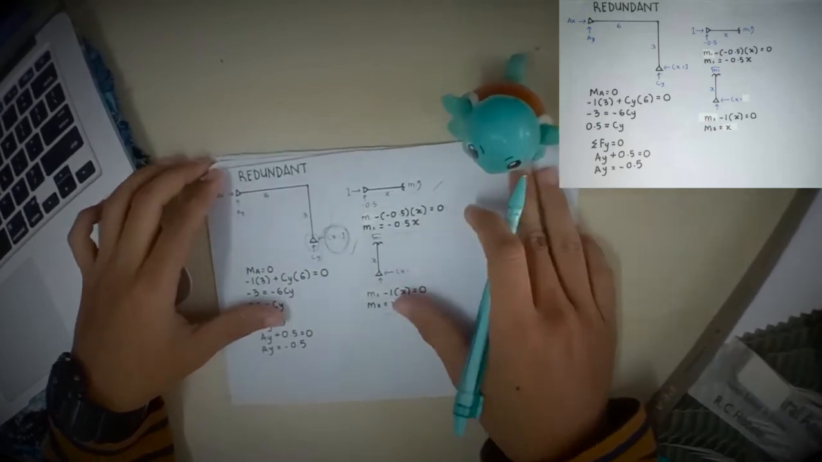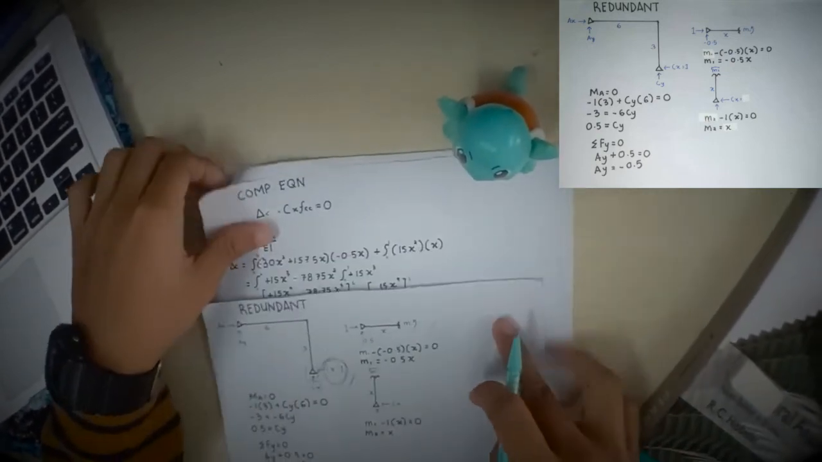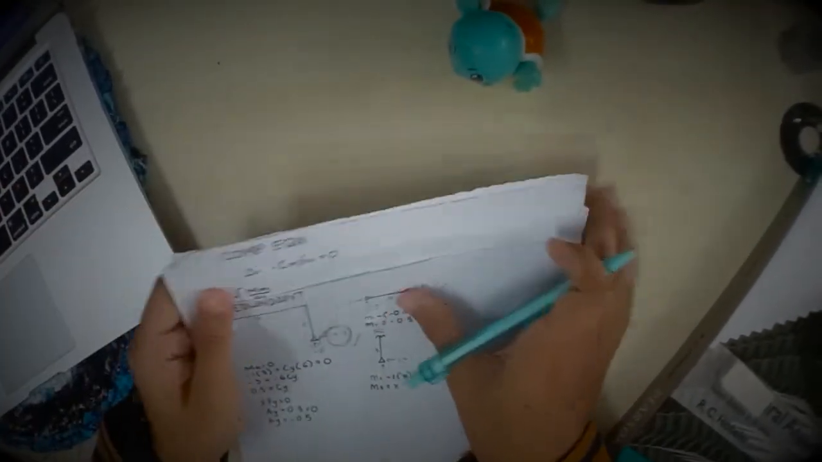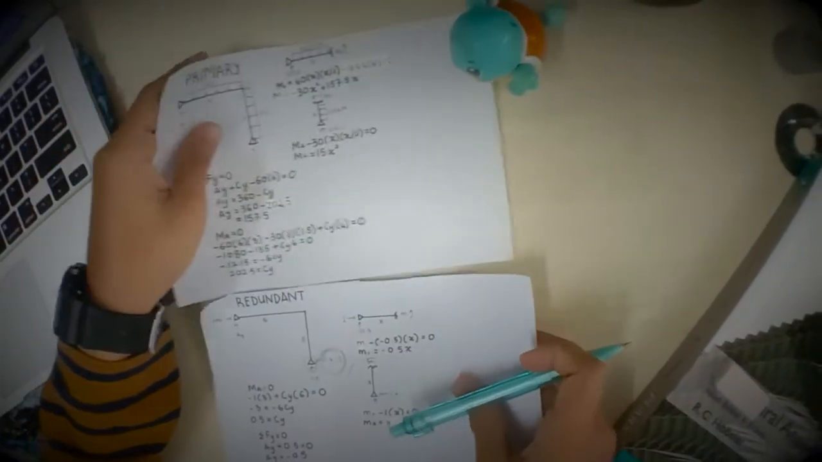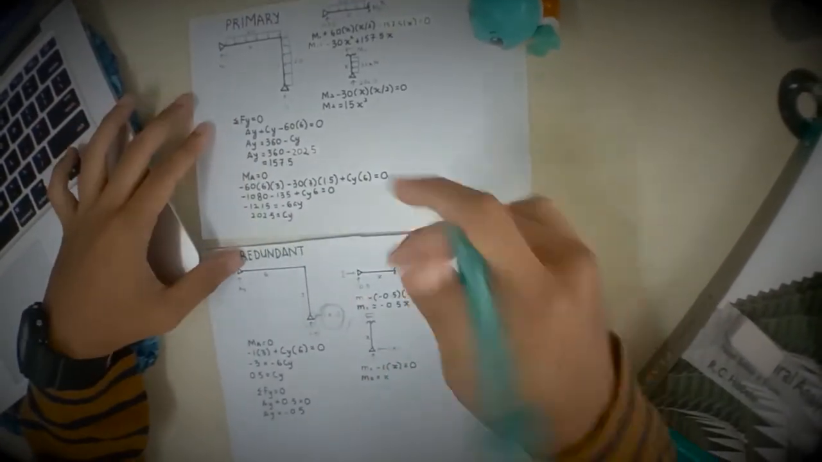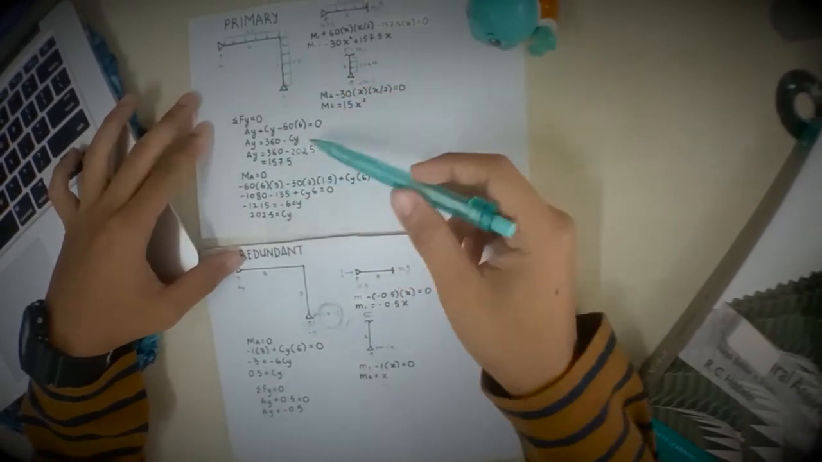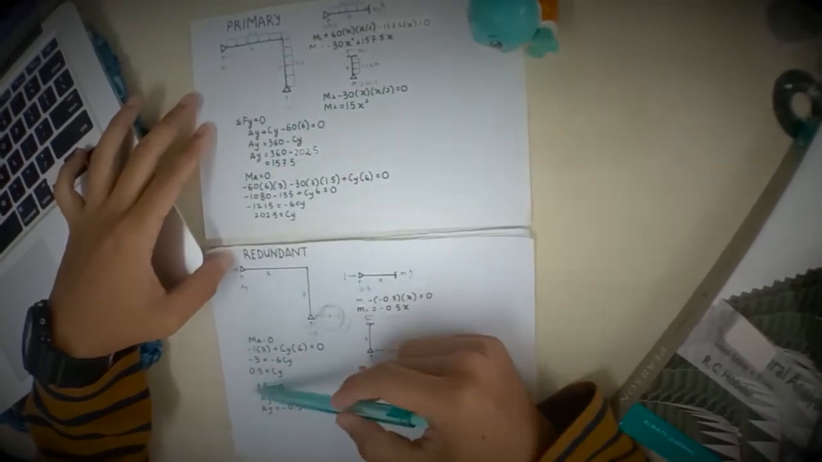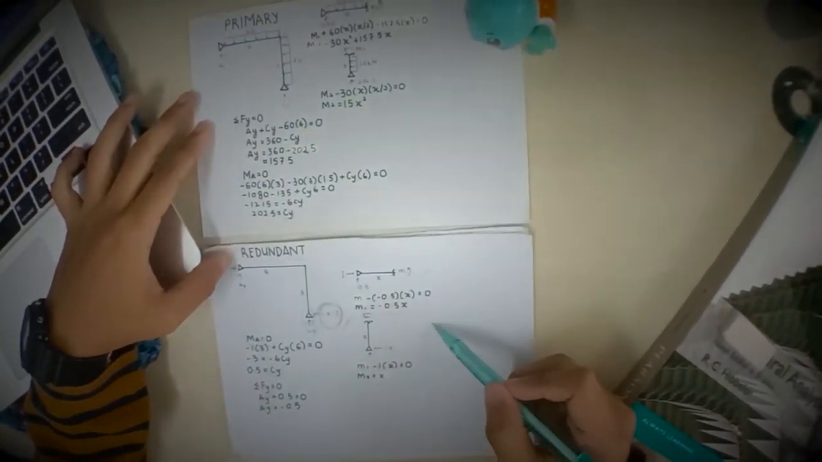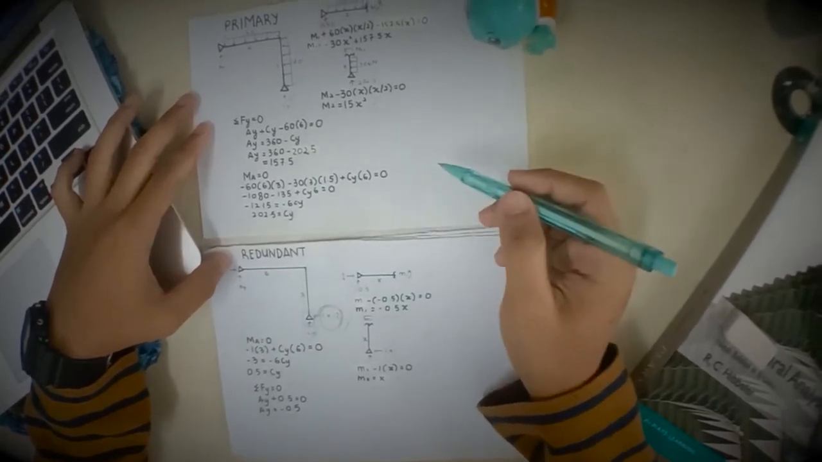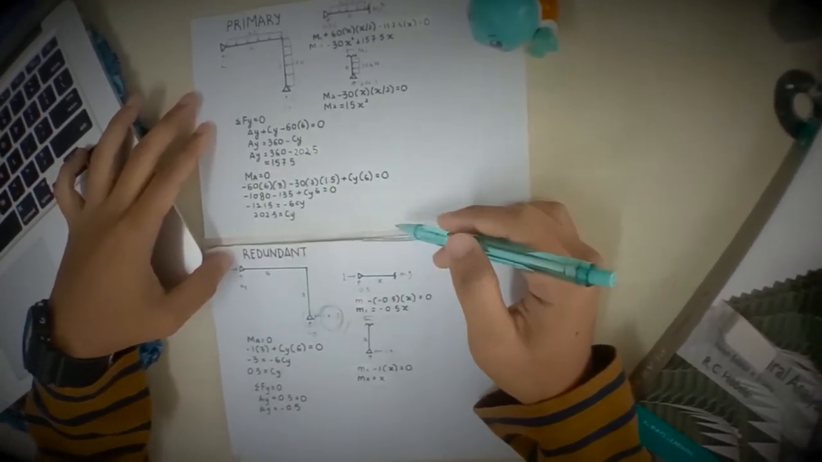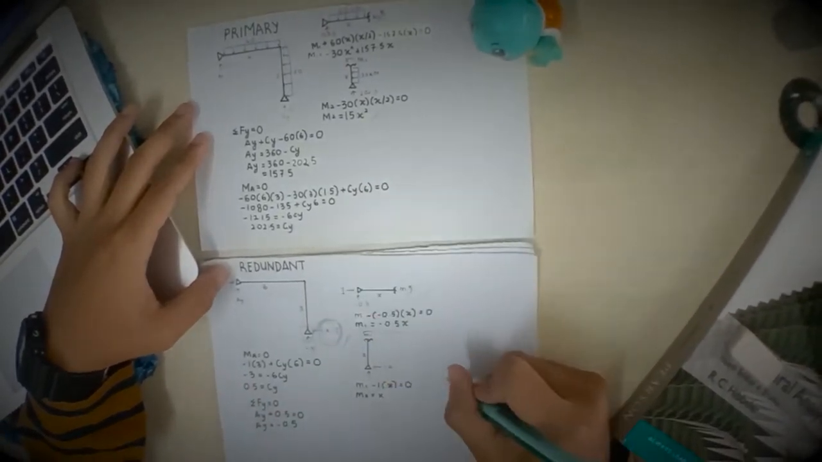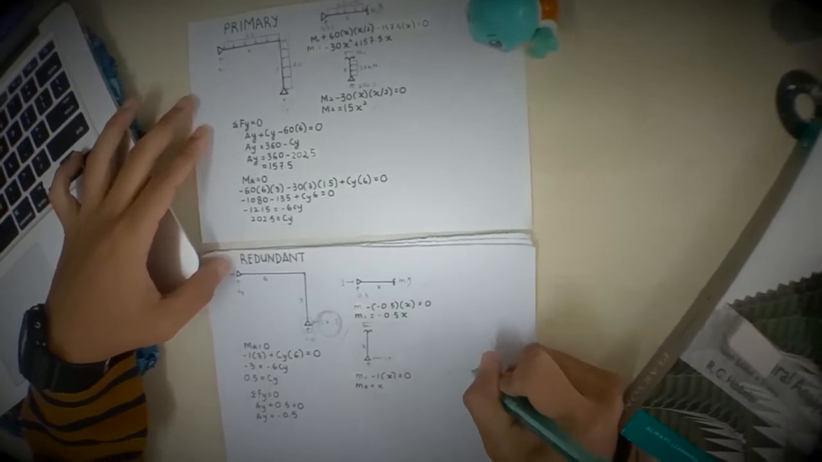Actually, there is no difference between redundant and primary structure. What I can conclude here is we need to find all the reactions first by using the same method, which is the equilibrium equation, and also we need to find the internal moment for both structures, primary structure and redundant structure. The difference is in the redundant structure, we apply the virtual load. Like I said, we apply 1 unit load at point C as a virtual load.